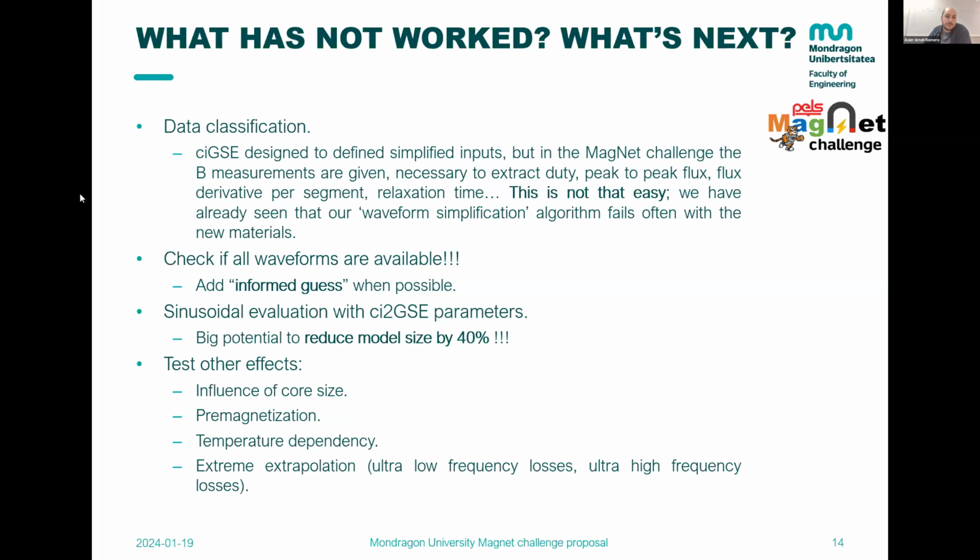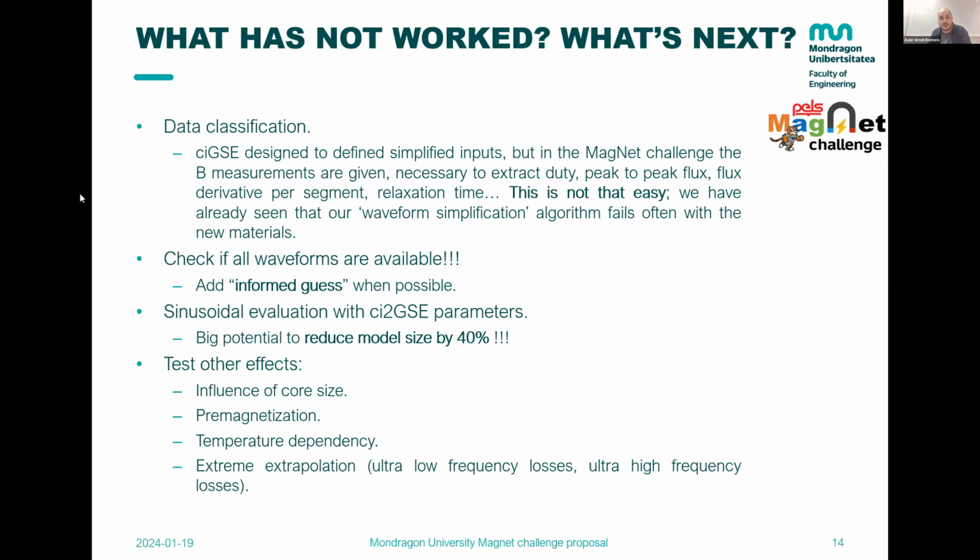So that's really interesting. We have a big potential to reduce the model size because the improved general equation relates the triangular and sinusoidal data, which we didn't do in this work, but in theory, it is already done. We just have to implement it in our work. And that will be reducing the size from 60 to 36.